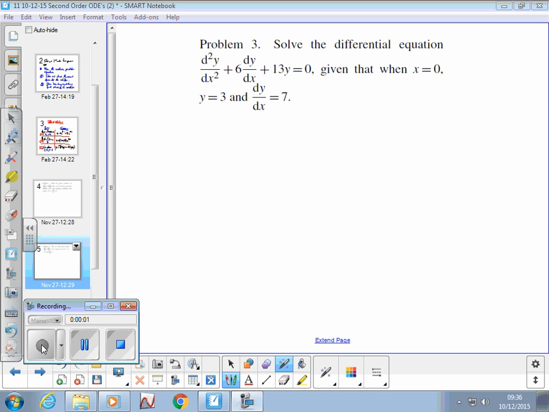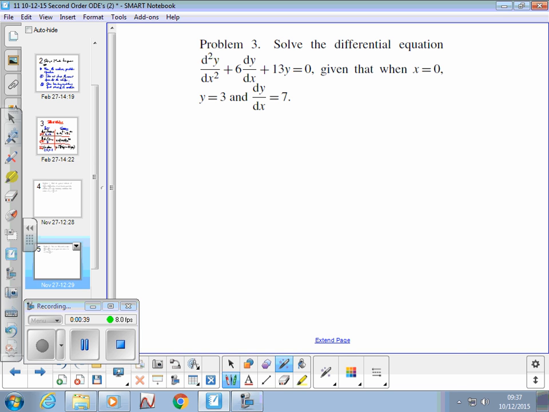So let's look at this. We've got a second order differential equation to solve, second order. The right hand side is 0, so it's homogeneous, if you remember the terms we were looking at last week. And we're given some initial conditions. When x equals 0, y equals 3 and dy by dx equals 7. What's the first step?